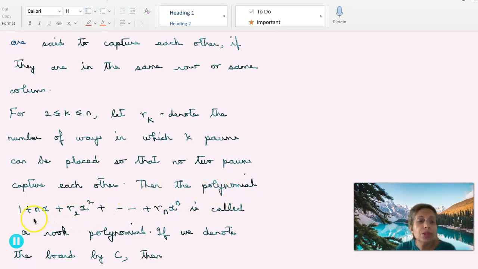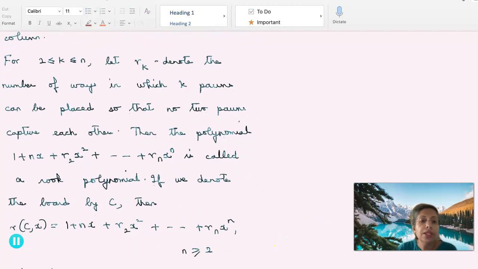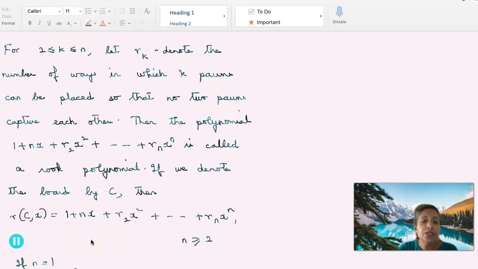So this polynomial 1 plus n x plus r2 x squared up to rn x raised to n is called a Rook polynomial, and if we denote the board by C, then R_C(x) is 1 plus n x plus r2 x squared up to rn x raised to n, where n is greater than or equal to 2. So what is R_C(x)? The Rook polynomial for the board C.